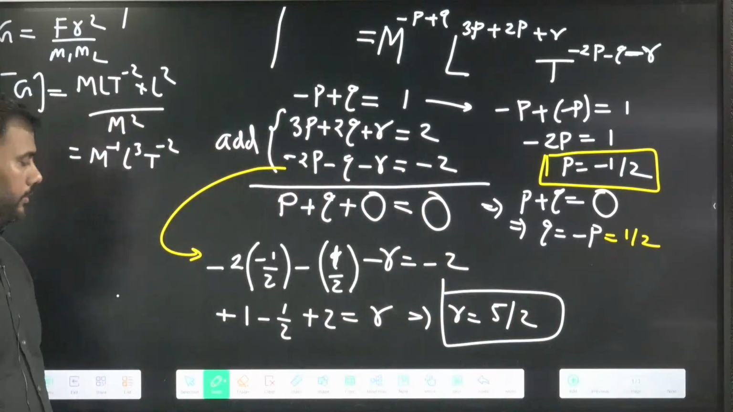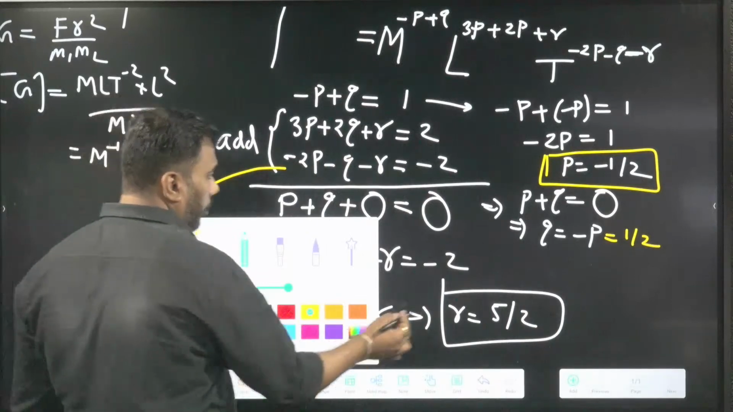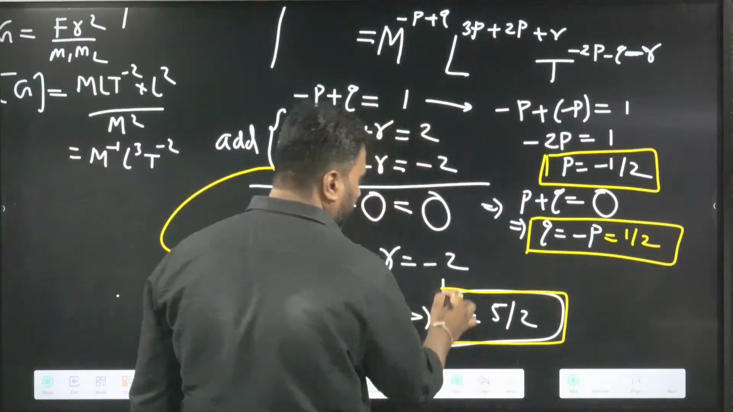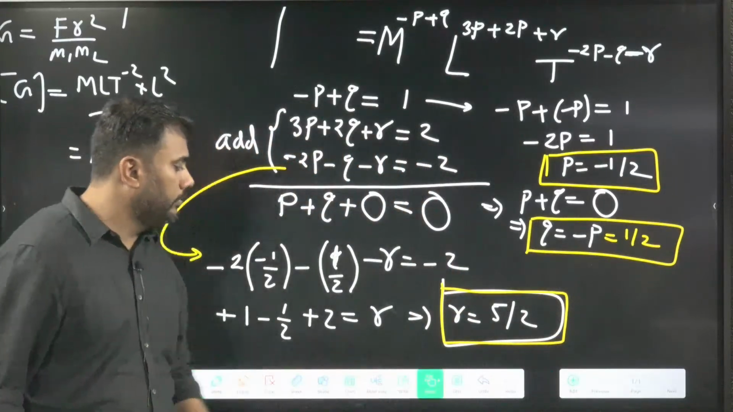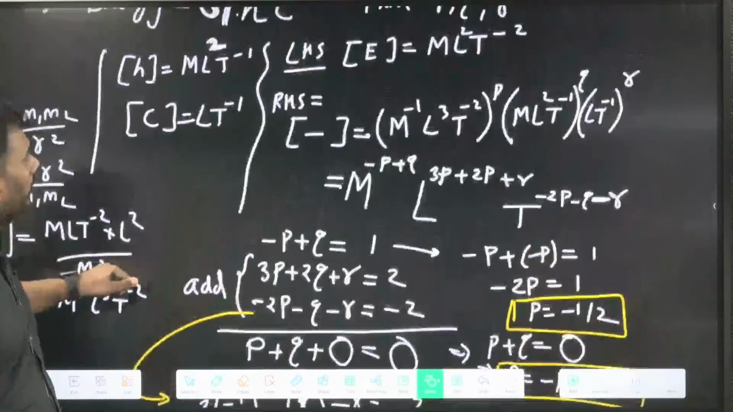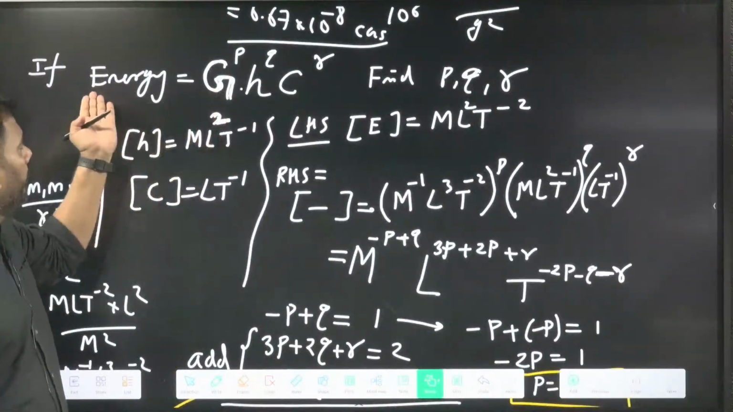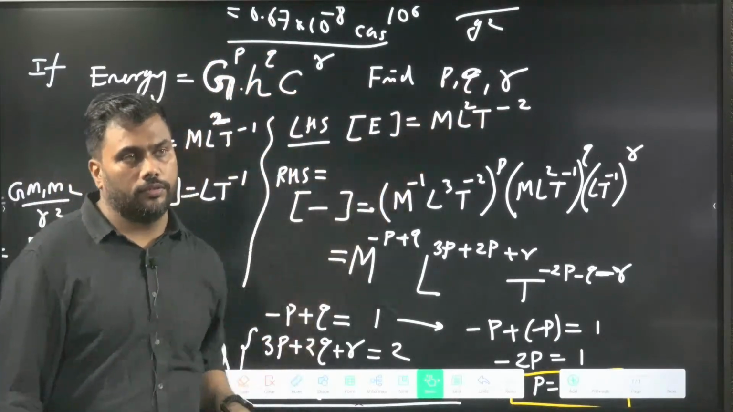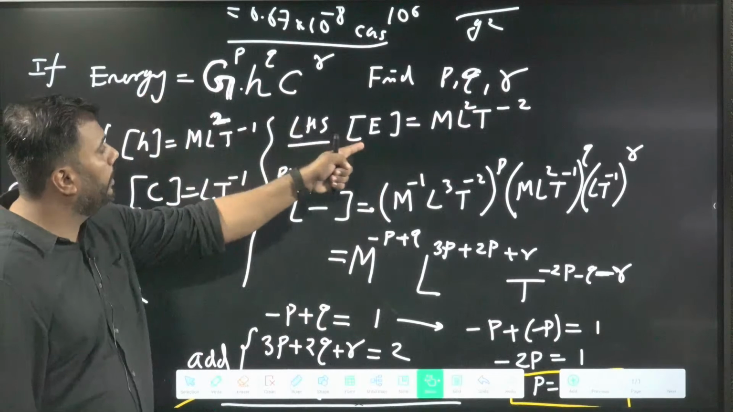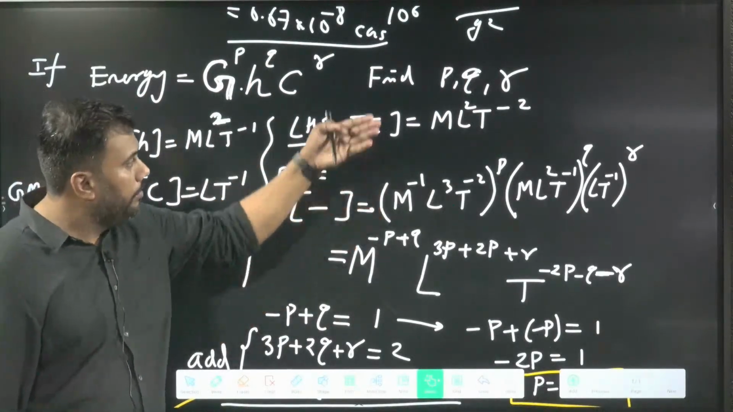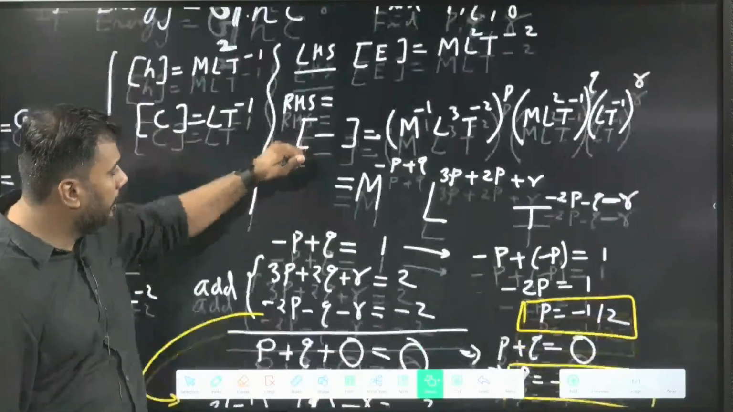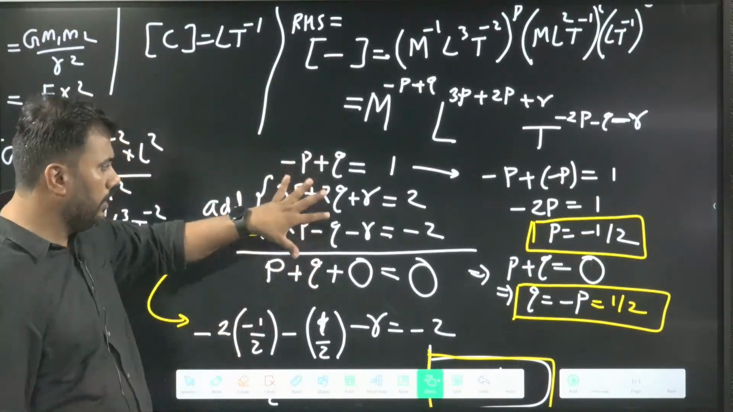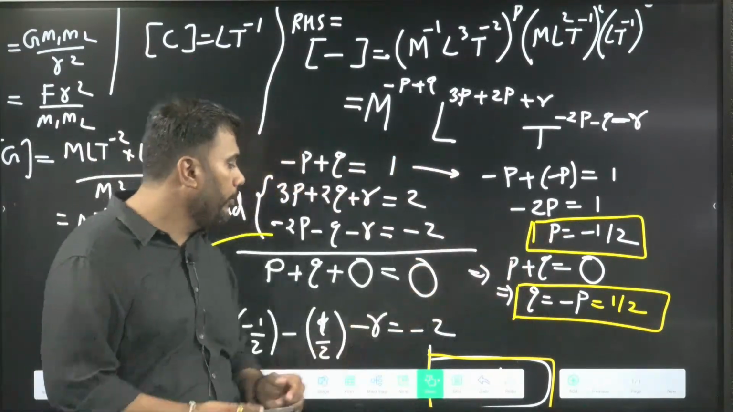So these are my answers. The value of p is 1 by 2, the value of q is 1 by 2, and the value of r is 5 by 2. In the question, I am asking you to find the values of p, q, r if energy is G to the power p, h to the power q, c to the power r. How are we calculating p, q, r? I am comparing the dimensions of LHS and RHS. By comparing dimensions, I am getting some equations in p, q, r, and solving these equations is maths. After solving, I am getting p, q, and r.